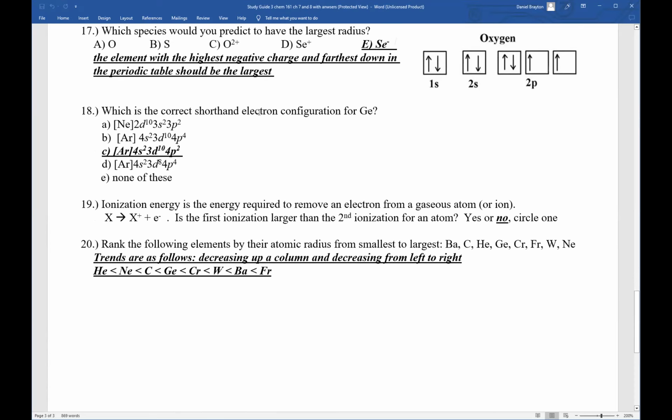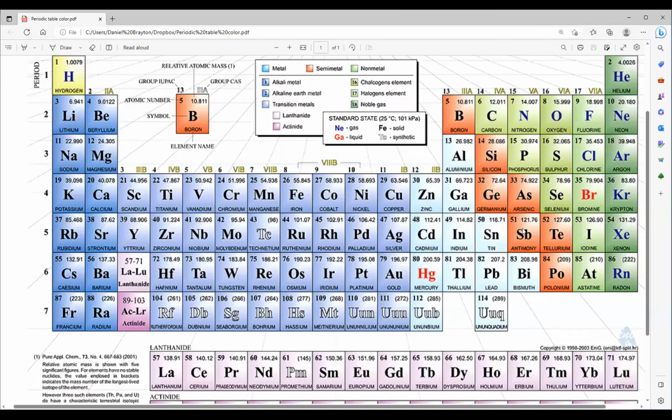18, which is the correct shorthand electron configuration for Ge? So germanium is these red elements. These are your metalloids. This periodic table calls them semi-metals. Some of them call them metalloids. Anyway, the point is these are the ones, and a few of indium and tin.